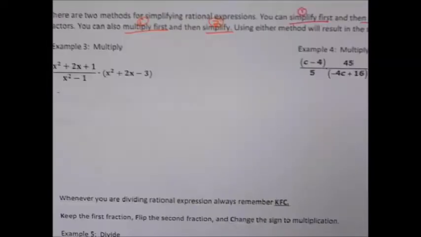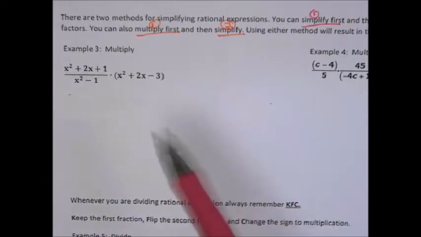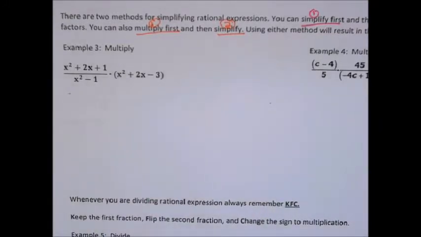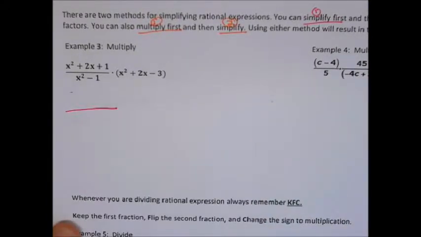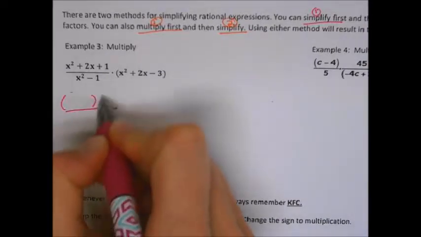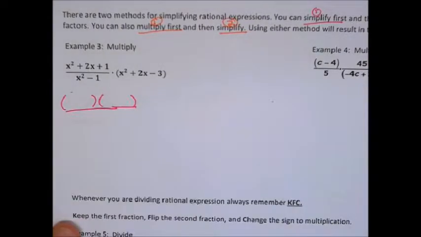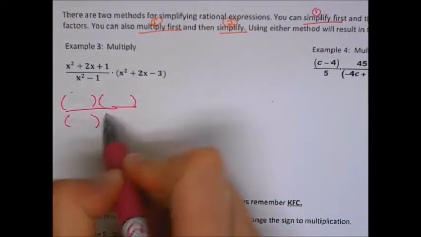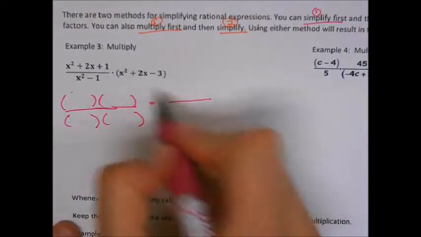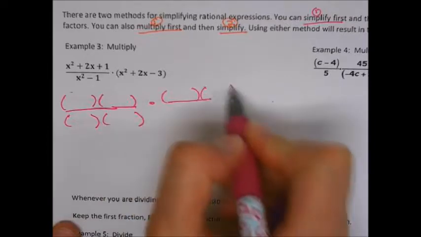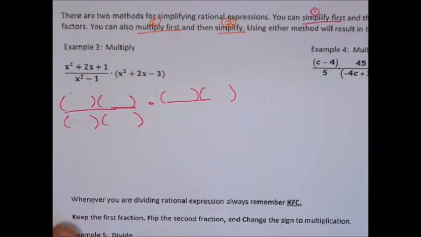So for number 3, I notice I have 1, 2, 3 polynomials. So we have to factor the top. Go ahead and find those factors. You have to factor the bottom. And then when I look at the next fraction, we have to factor x squared plus 2x minus 3. So go ahead and factor those 3.